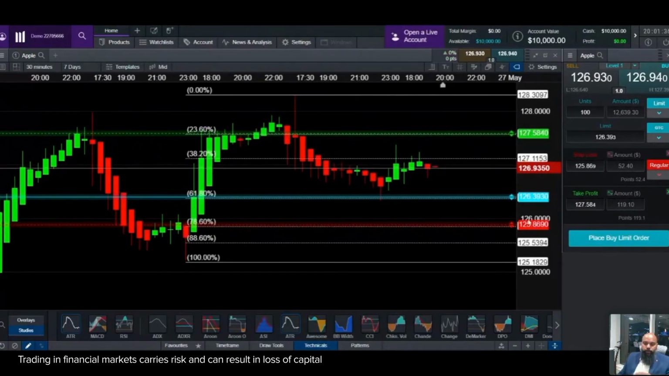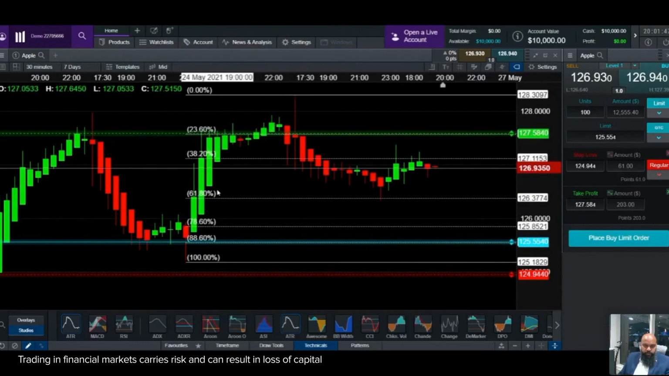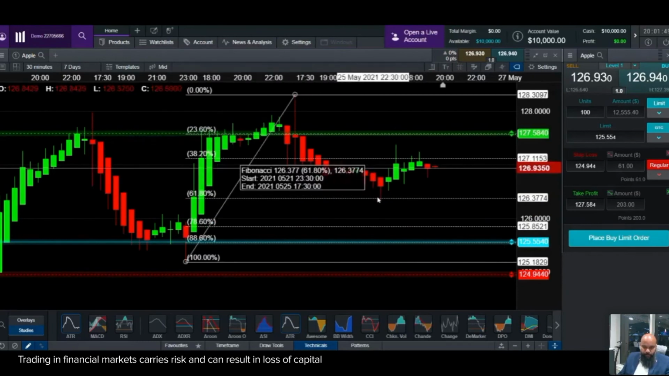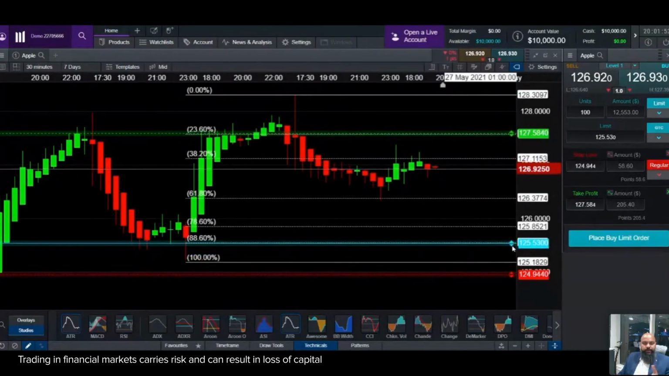Now there is another way people do it. They do not enter at 61.8. They try to take advantage of a much better price. That will be if the price come down to 88.6. So now they're not waiting for it to come down to 61.8 to enter. They wait for it to come to 88.6 and then enter.